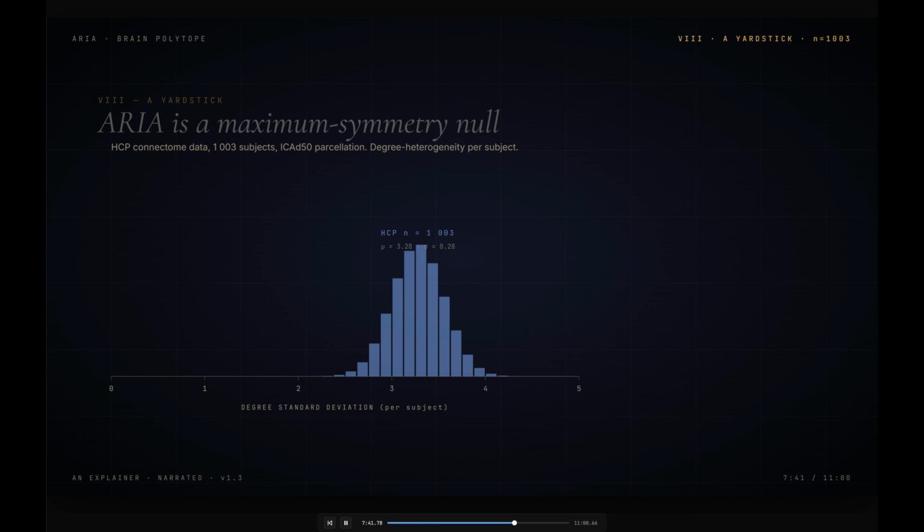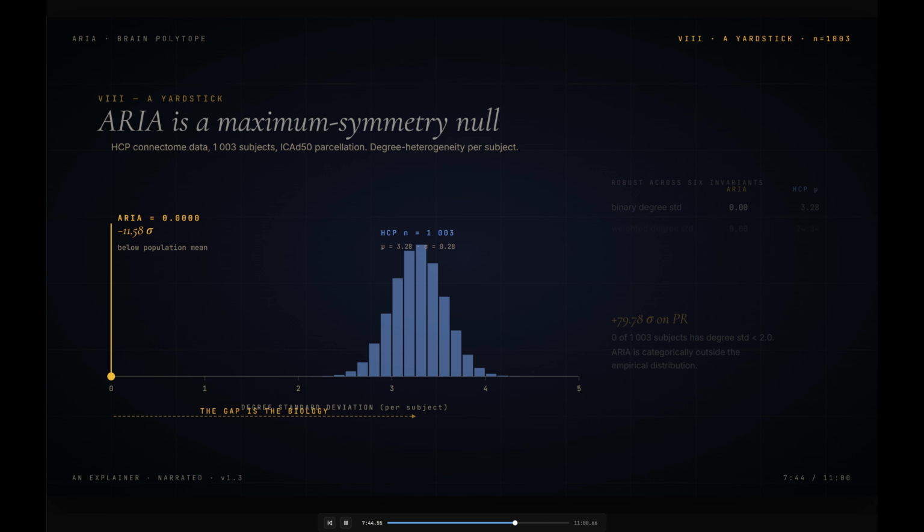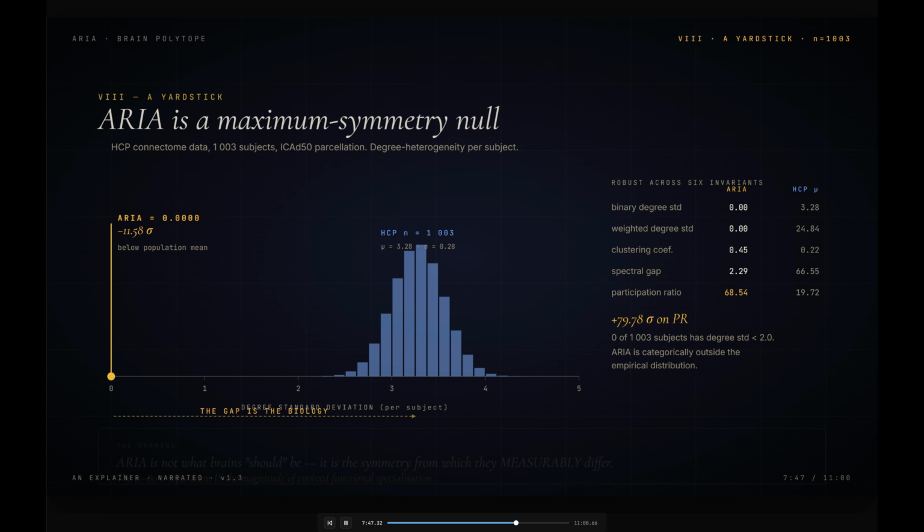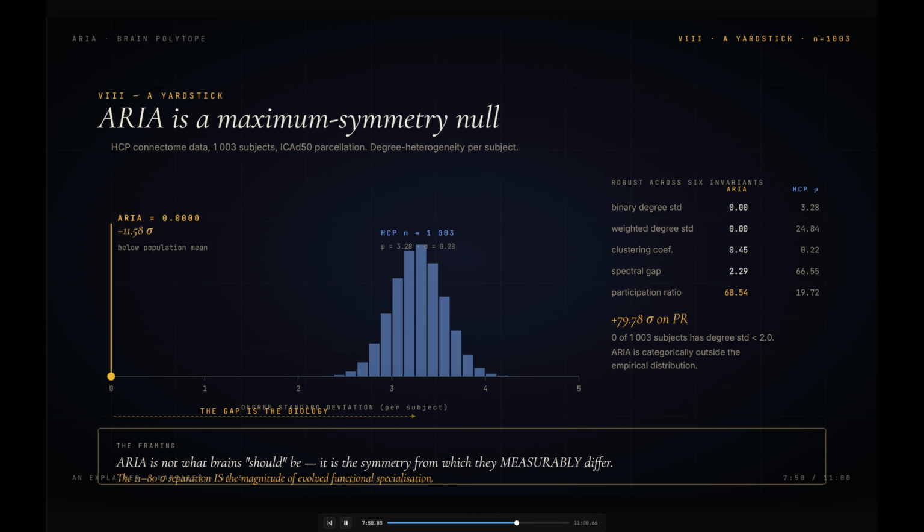The HCP connectome comparison gives a useful yardstick. The geometry is not presented as what brains should literally be. It is the maximum symmetry null. It is the clean geometric baseline. Human brains differ from it dramatically. That difference is not a problem. It is the biology. Across degree heterogeneity, clustering, spectral gap, and participation ratio, the empirical connectome is far away from the perfect symmetry substrate. That separation may measure evolved functional specialization. In other words, the geometry gives us a ruler. The brain is the symmetry-broken biological solution.